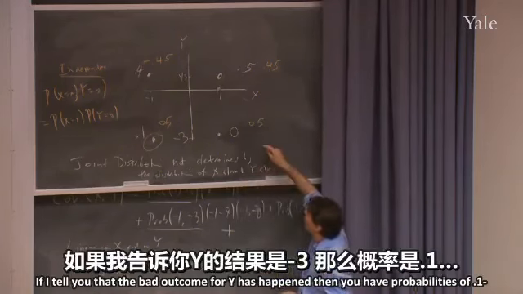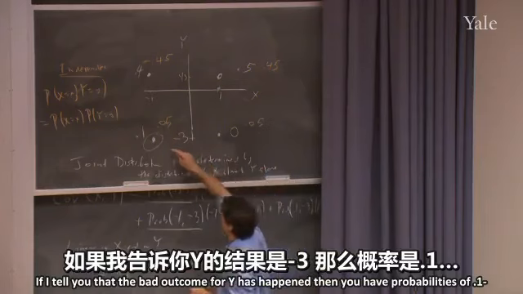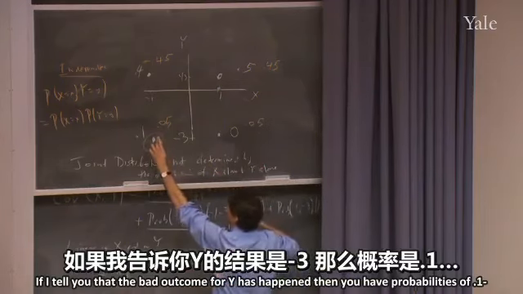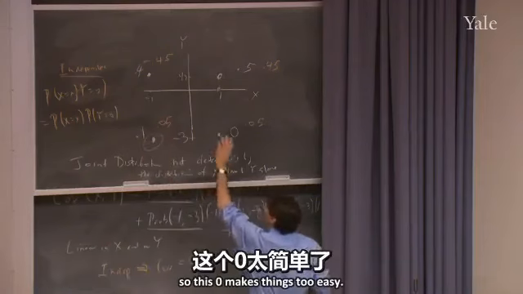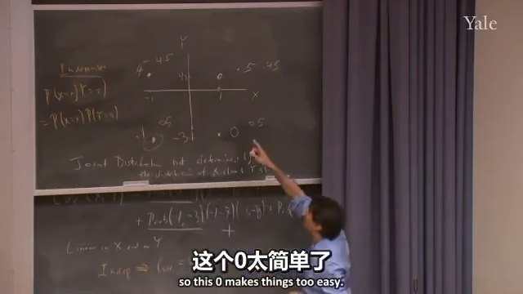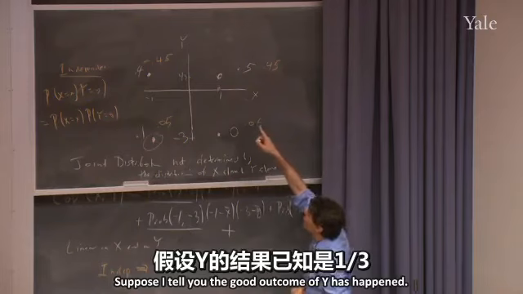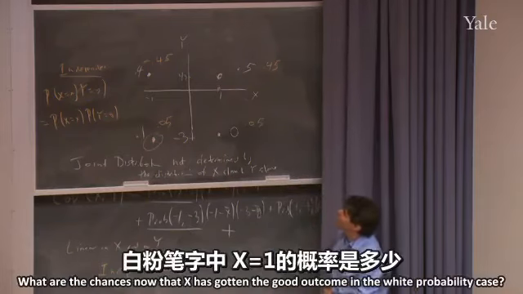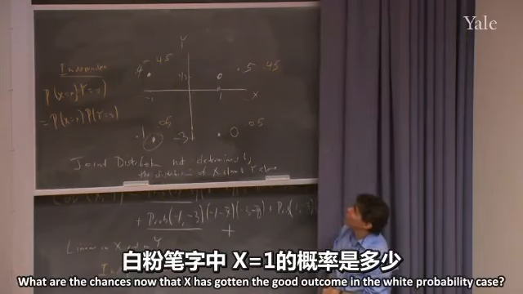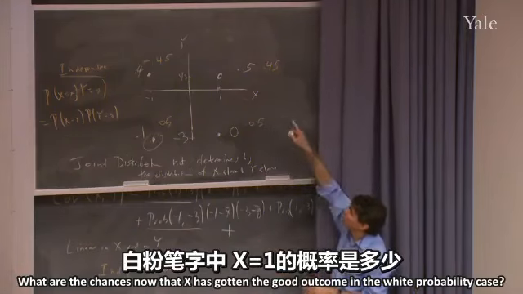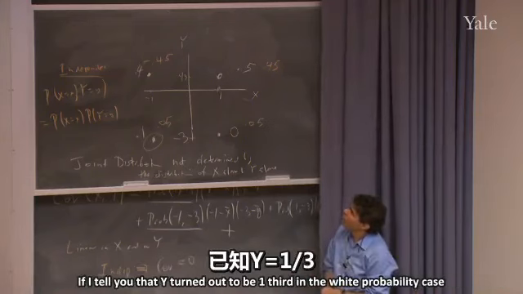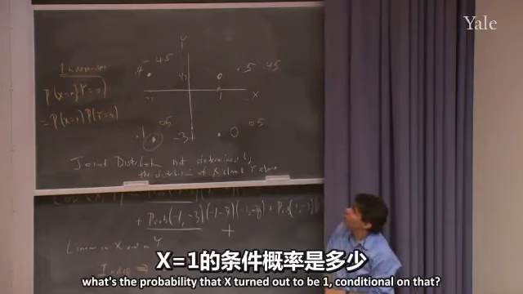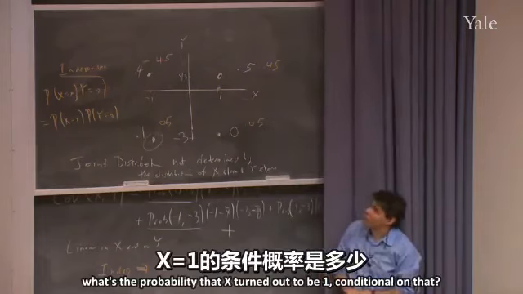If I tell you that the bad outcome for y has happened, then you have probabilities of x of 0.1. The 0 makes things too easy. Suppose I tell you that the good outcome of y has happened. What are the chances now that x has gotten the good outcome in the white probability case? If I tell you that y turned out to be a third in the white probability case, what's the probability that x turned out to be 1, conditional on that?